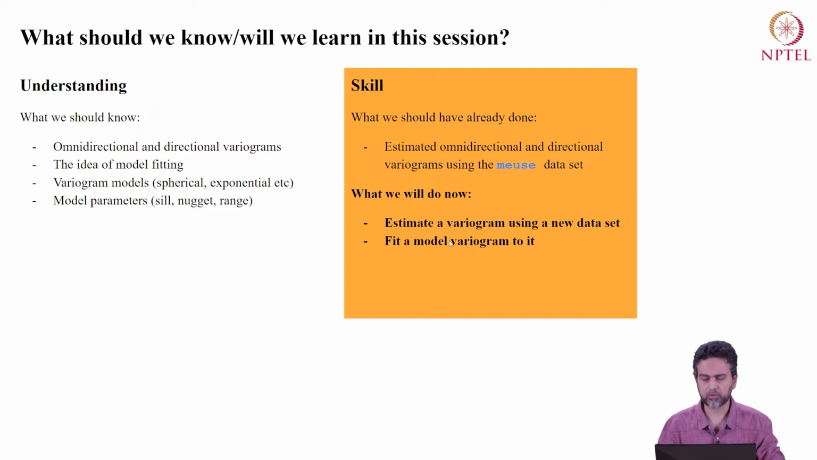And so today what we'll do is we'll change things up a little bit, and we will use a different data set. We will not rely on the Muse data set for heavy metal concentrations that we've been using. We will actually import some data. This is real world data that we got from a public government data portal. And then we will fit a model variogram. So we will load a new data set, we will estimate a variogram, and then fit a model variogram to it. That's what we will do today.